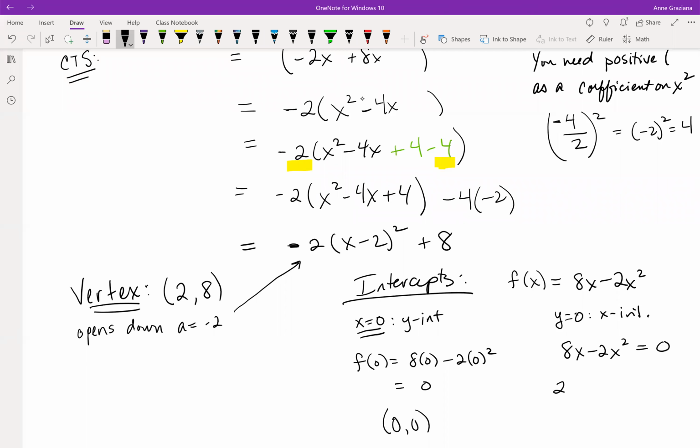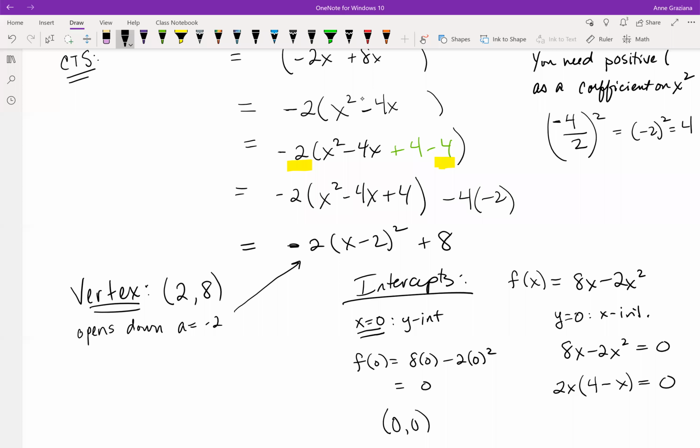So I'm going to factor out a 2x, and I have 4 minus x equal to 0. So this is where it's actually easier right here, because I don't have to do the guess and check, right? It's just factoring out a common factor.